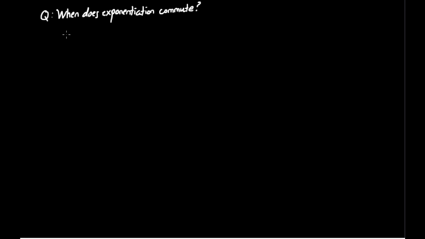The question I'd like to talk about in this video is, when does exponentiation commute? Now, just to motivate the question, let's review what we normally mean by the commutative law, or what it means for two objects to commute under some operation.